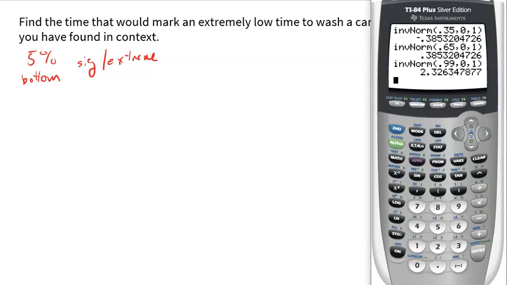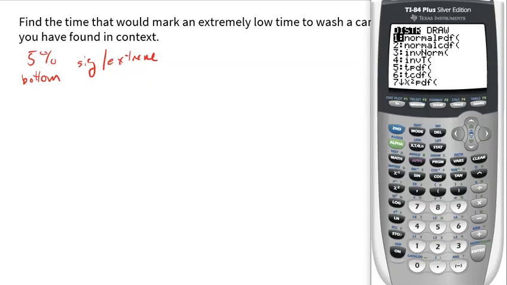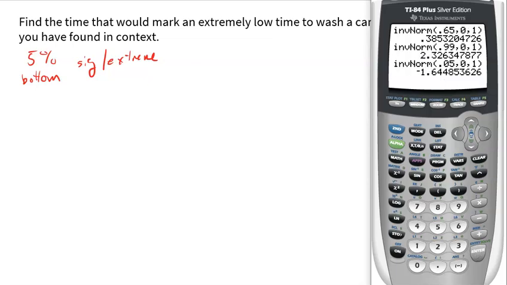And to do that, I'm going to go to Invert Norm on my calculator. Invert Norm wants the area below. So if I'm looking for the bottom 5%, that's exactly what I type in. The only time you have to do the opposite is when you're thinking about the top extreme, but we want the bottom this time. So the Z-score that would mark the bottom is negative 1.6449.